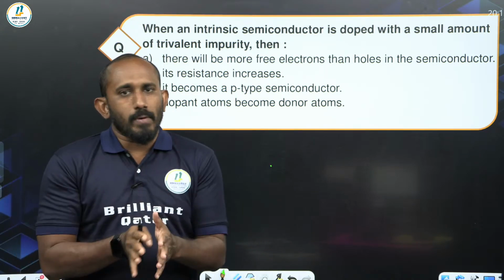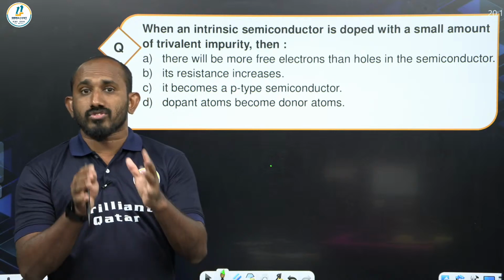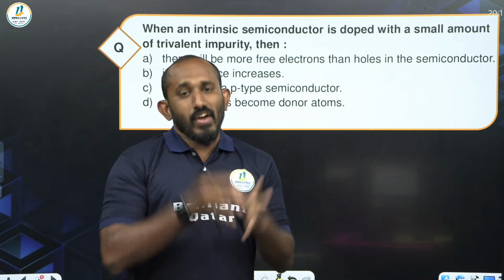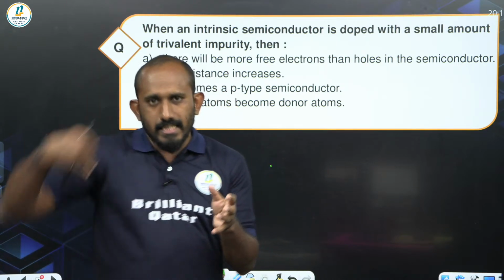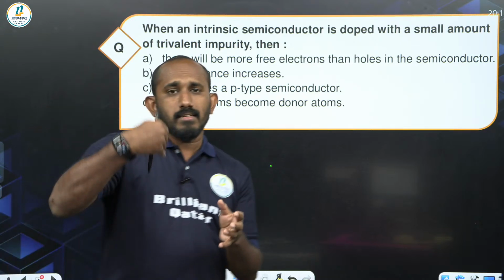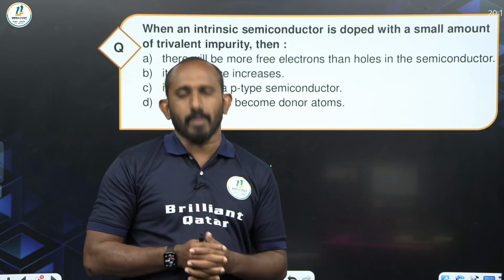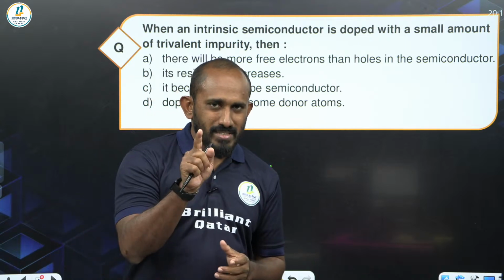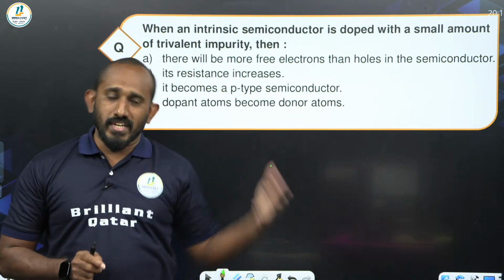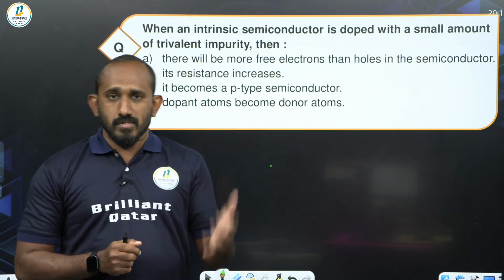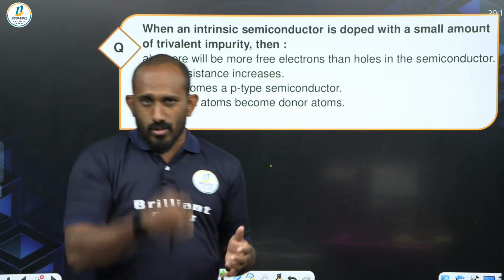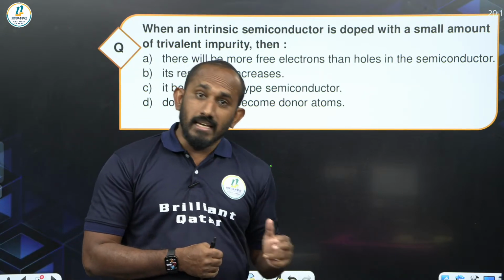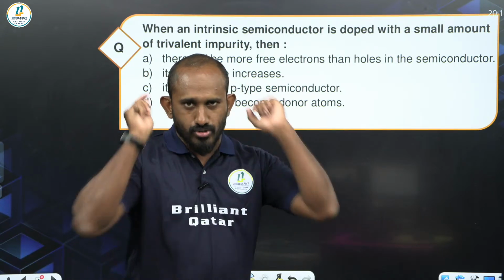14th group elements, silicon or germanium, are the most common semiconductors. If you dope a 13th group or trivalent impurity into silicon or germanium, then we will get a P-type semiconductor. You remember it? Then if you dope 15th group elements like antimony, bismuth, phosphorus with silicon or germanium, you will get an N-type semiconductor. See the question.